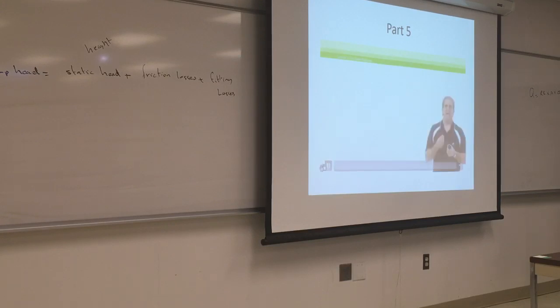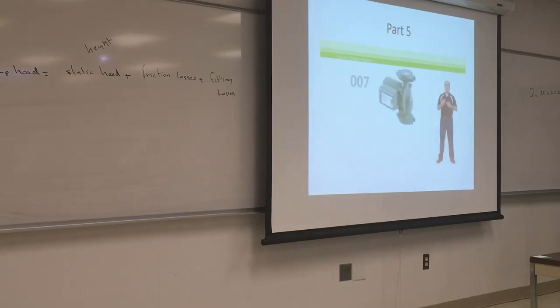Let's review. As we mentioned before, the size of the motor, its horsepower rating, directly affects its performance. A circulator with a more powerful motor will produce more pressure and more flow than a circulator with a smaller motor. Now here's the motor from a 007. It's rated at 1/25th horsepower, and we can see on the performance curve that it has a top range of 20 gallons per minute and 11 feet of head.